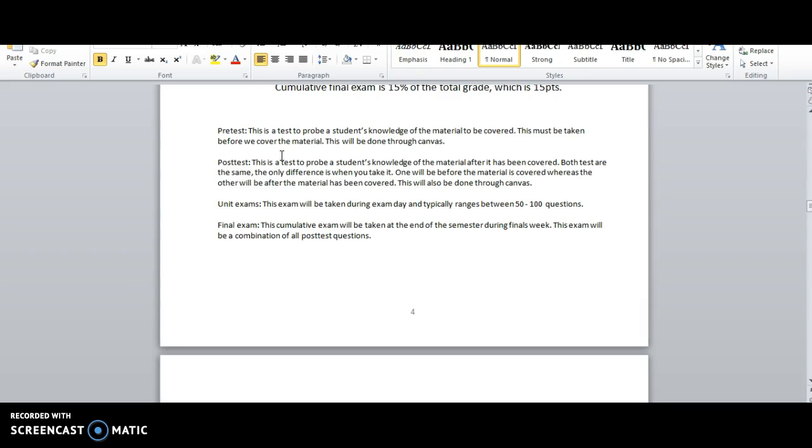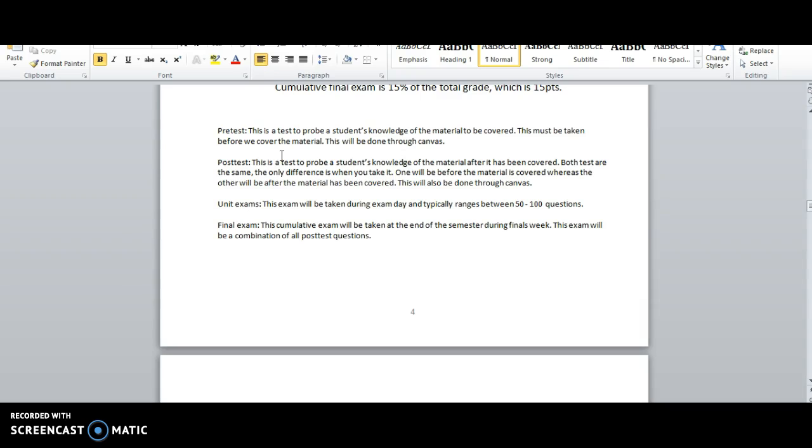The unit exam is an exam that will typically have between 50 and 100 questions. This is worth more points than a pretest and a post-test. The final exam is cumulative. It will be all of the post-test questions.